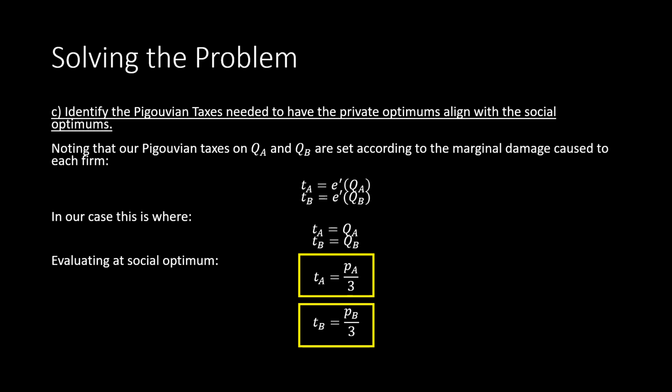So we have to set our Pigouvian tax on good A, TA, equal to the marginal damage that is exhibited on firm B from the production of good A, and TB, the Pigouvian tax which is going to be levied on the production of good B, is going to be equal to the marginal damage produced onto firm A due to the production of QB. In our case, this is simply going to be where QA is equal to QB. We're going to evaluate this at our social optimums, and we're going to find that our taxes are going to be as follows, where we have PA all over 3 and PB all over 3 respectively.